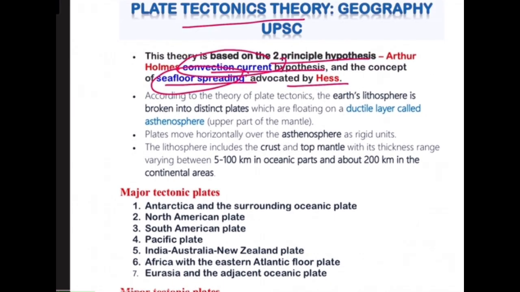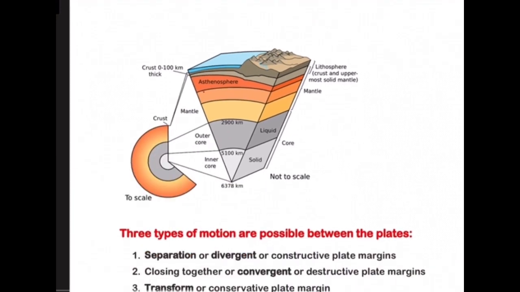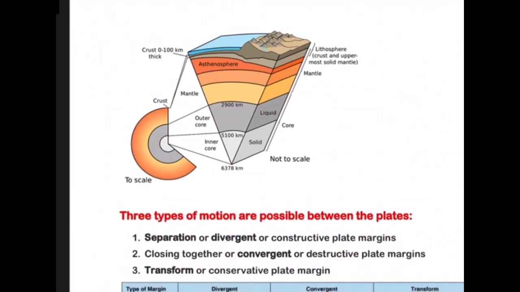Now moving forward, according to the theory of plate tectonics, the earth's lithosphere is broken into distinct plates which are floating on a ductile layer called asthenosphere. Suppose we can understand with the help of a diagram. See, this one is the asthenosphere. Now this asthenosphere we can understand with the help of a diagram.